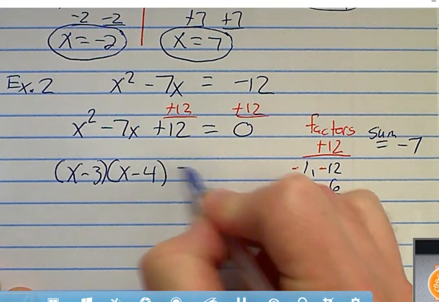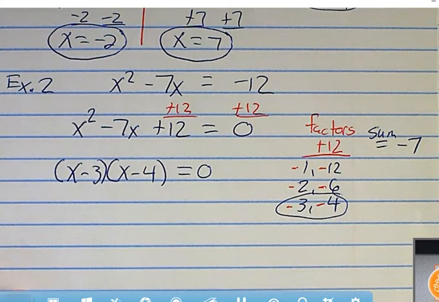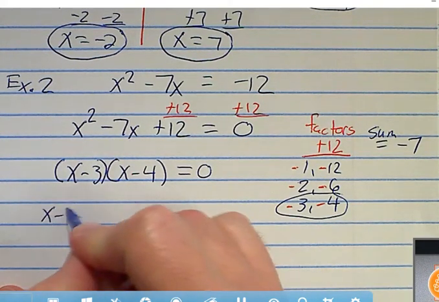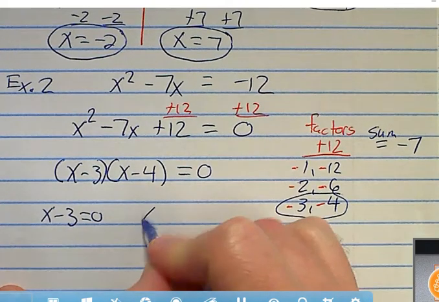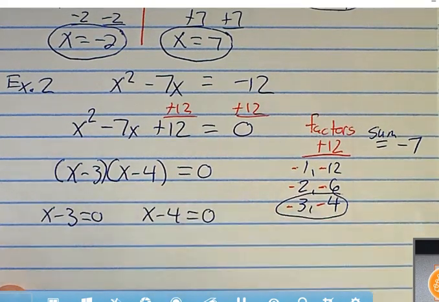So if we were just factoring it, it'd be x minus 3 and x minus 4. But again, because in this section we're solving it, we've got to go that one more step and take the x minus 3 and let it equal 0, and the x minus 4 and let it equal 0.